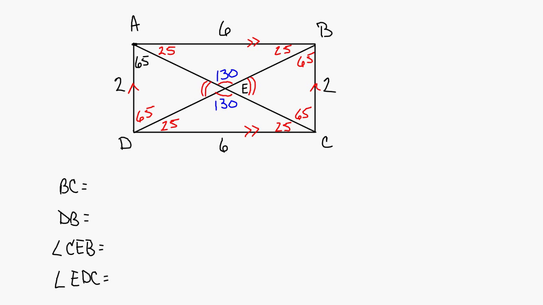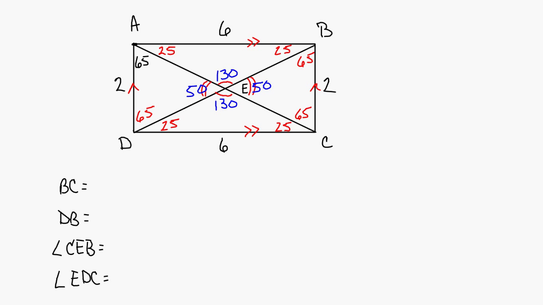Now, these two make a linear pair, don't they? You got a linear pair right here. So angle BEC would be 50. And it's vertical to angle AED, and it would be 50. So now it doesn't matter what question they ask, you've got all the information. We're only missing one thing. Let's see.